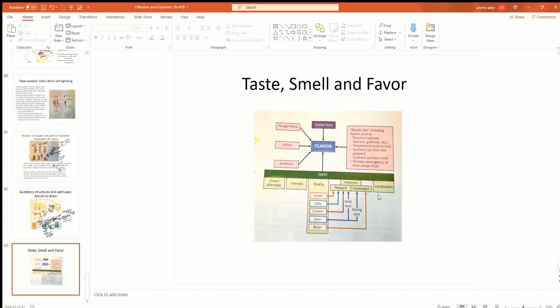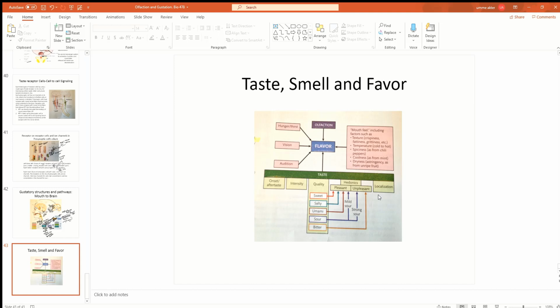Okay, now the flavor of food. You must remember, I mentioned at the very beginning that taste and flavor are two different things. So taste is a perception of sweet, salty, umami, sour, or bitter, and these are the tastes you get when you eat or drink something. However, the flavor is the total sensory experience.